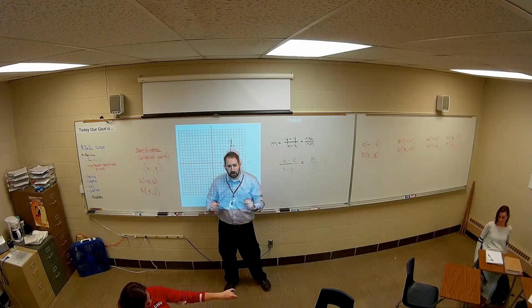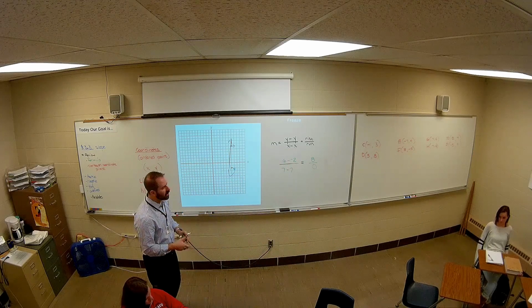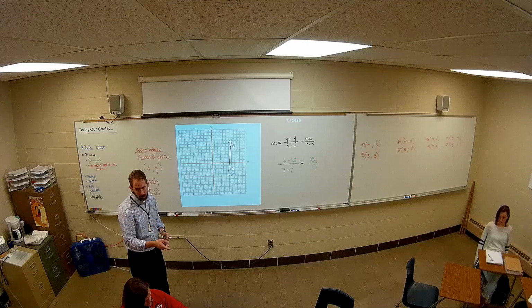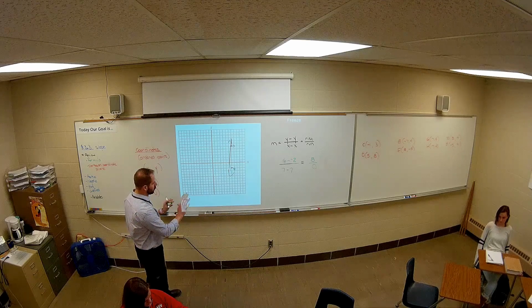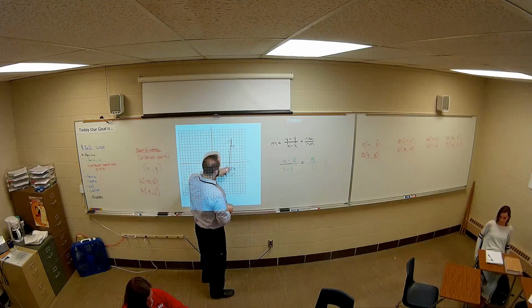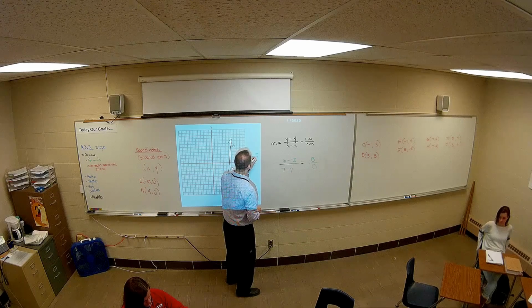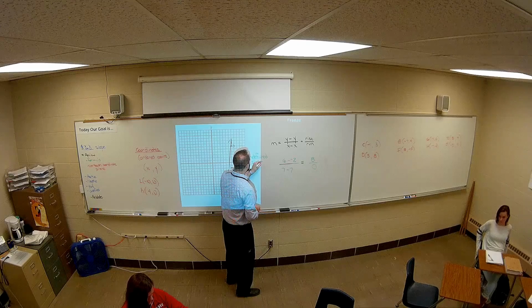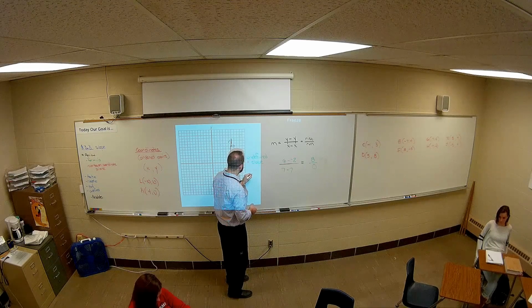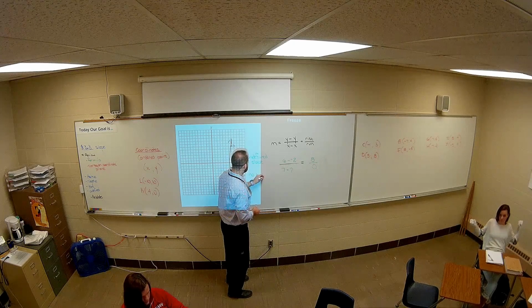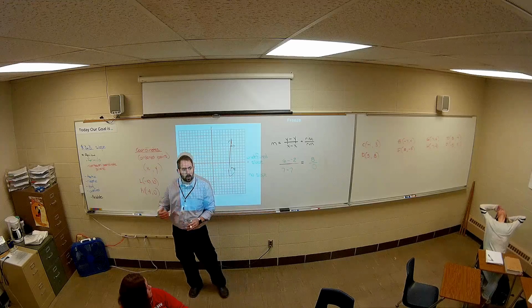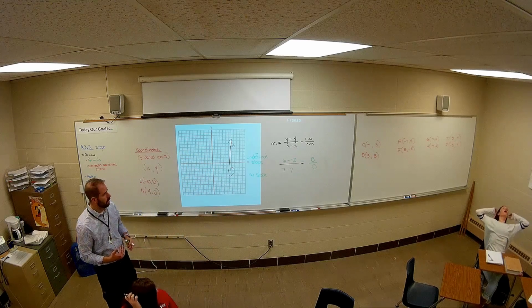I don't consider this number to be 0 or negative, because can you divide anything by 0? No. This slope, since this is a vertical line, right? It's going straight up and down. This slope is undefined. Undefined slope. Okay, some textbooks refer to it as no slope. There's no tilt to this thing.